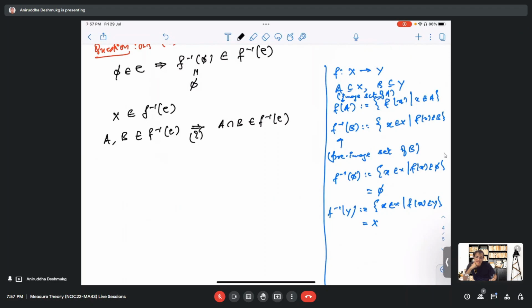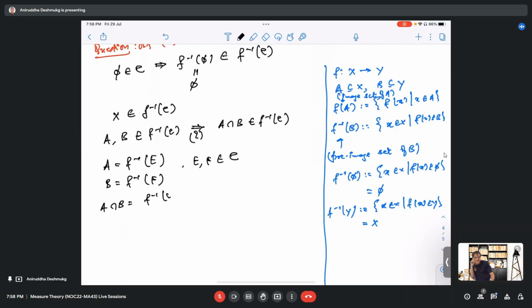So it is the set of all elements in X such that f of x is in A and f of x is in B. Correct. So A is the pre-image of some set, let us call it E, and B is also the pre-image of some set, let us call it F. Right? Yes, sir. Now A intersection B, this is what? This is F inverse E intersection F inverse F.